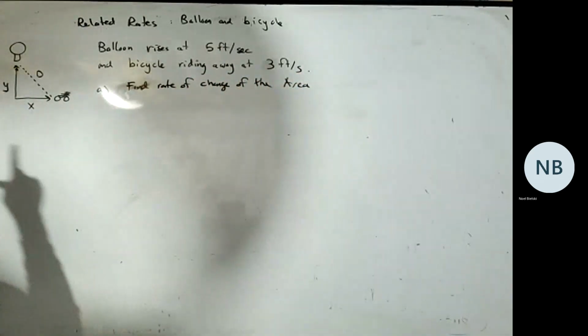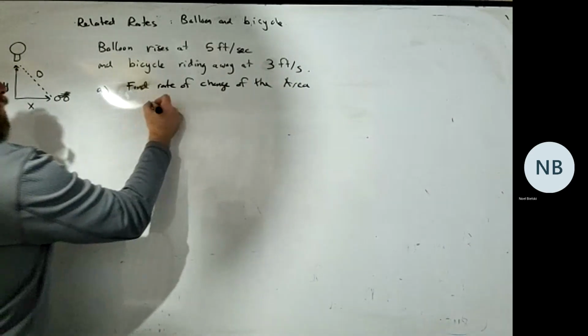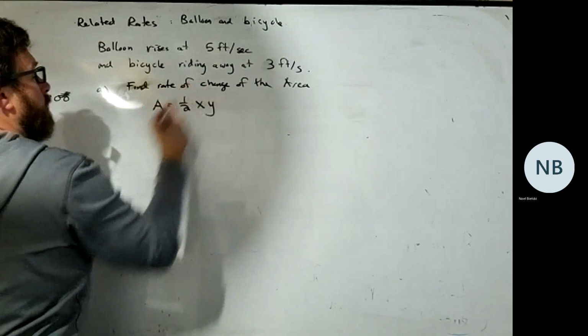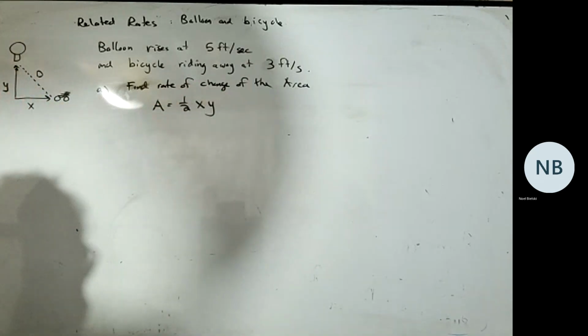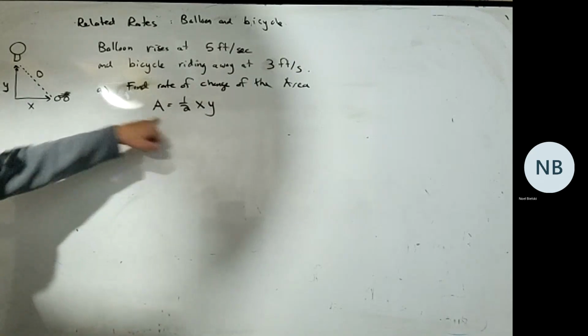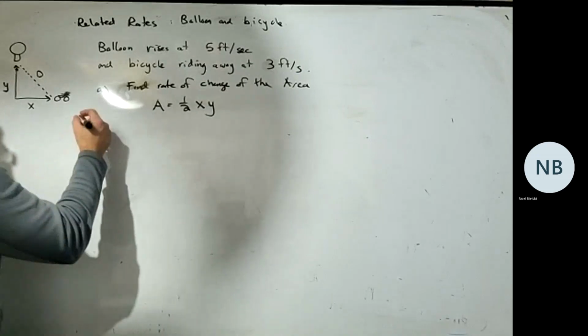So the first thing we have to do is set up an equation for the area of this triangle. And what I know is the area of a triangle is going to be 1/2 x times y. So you find the relating equation first before you take any derivatives. So, area of a triangle, 1/2 base times height. Now we take the derivative.